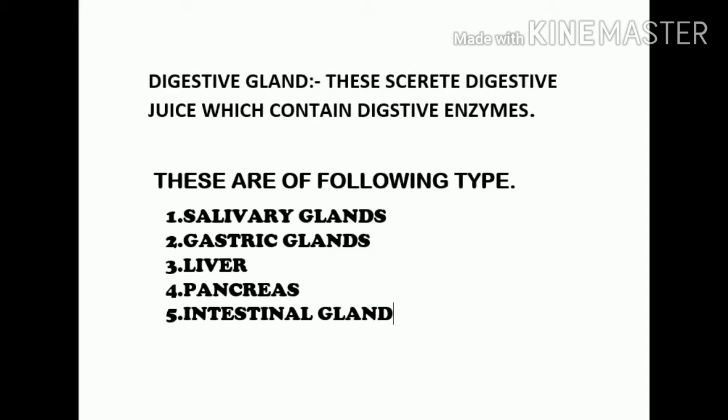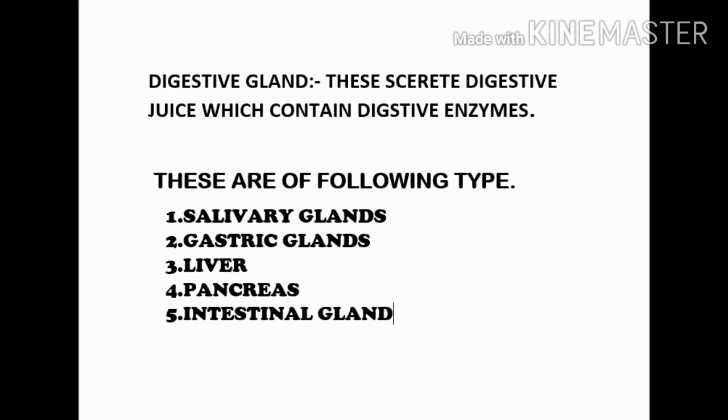Digestive glands. These secrete digestive juice which contains digestive enzyme. These are of following types. First, salivary gland. Second, gastric glands. Third, liver. Fourth, pancreas, and fifth and last is intestinal gland. So let's discuss about them.